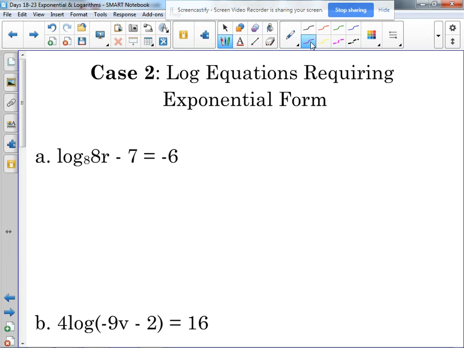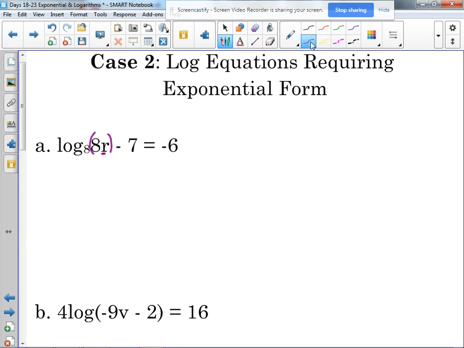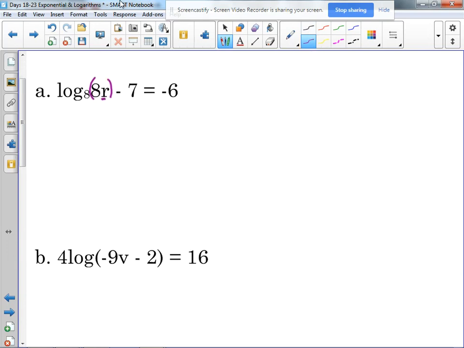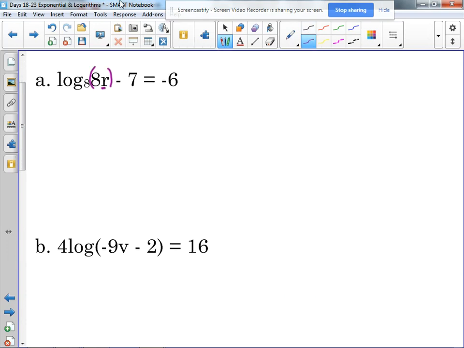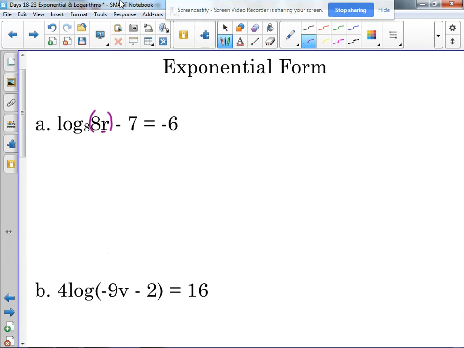Okay, you've got to focus on where the variable is. So in this first example, the variable r is inside the logarithm. Now notice there are no parentheses in this example, so that means that this is the only thing that is inside the log. Contrast it with example B here, where there are parentheses, so that -2 is a part of that logarithm in B. -7 is not a part of the logarithm in part A.